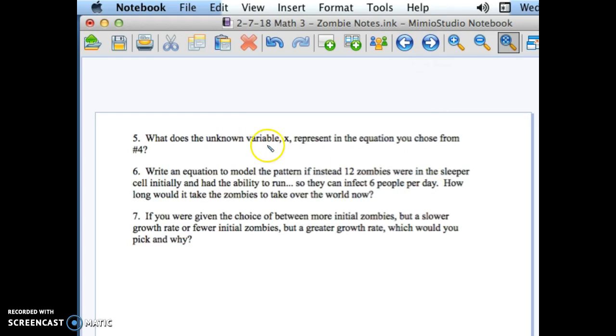What does the unknown variable represent in our equation? What did that x represent? Y equals 5 times 3 to the x. Perfect. That's our number of days.